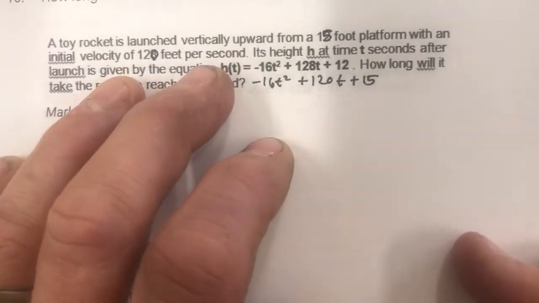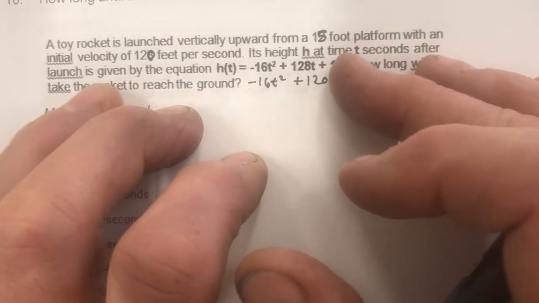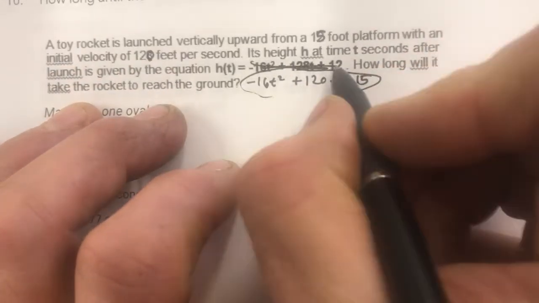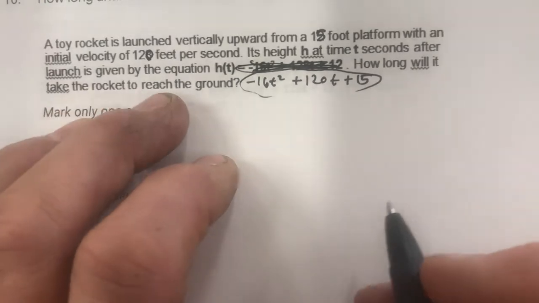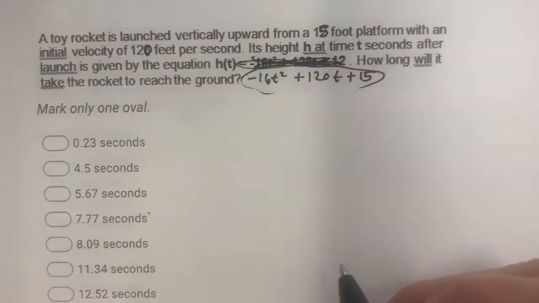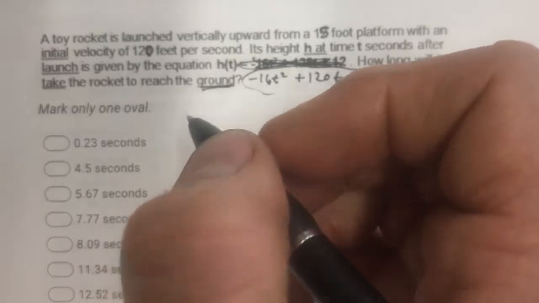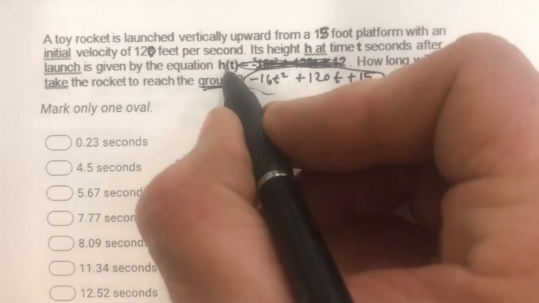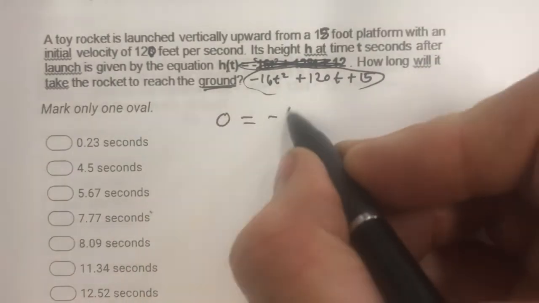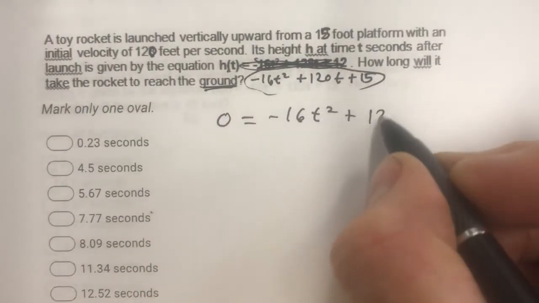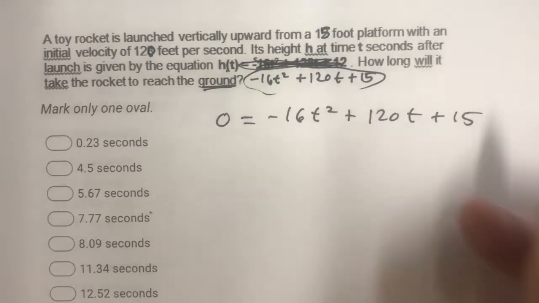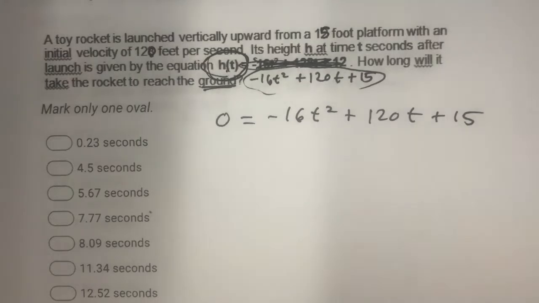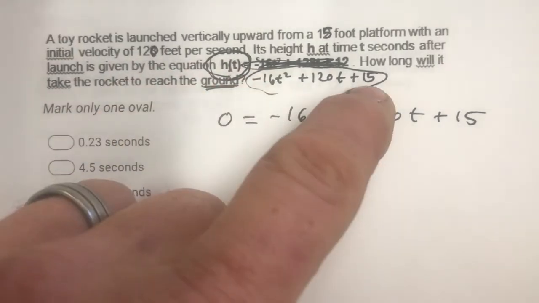A rocket is launched vertically from a 15-foot platform with an initial velocity of 120 feet per second. Here's the formula right here. How long will it take the rocket to reach the ground? How high is the ground? Well, we consider the ground zero height. So I'm going to put that in for my h of t. So I put 0 in for the h of t right here.